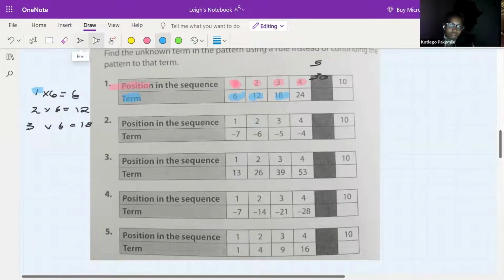So with that being said, who's going to tell me what the value of position number 10 is? Motebang, you're the first one on my screen. What is the value of position number 10? 60. 60, because the position, which is 10, times 6 is 60. Thank you very much. So you all understand, right? So this time we're not looking at how they relate from the next term. We're looking at how they relate from the position to the term.